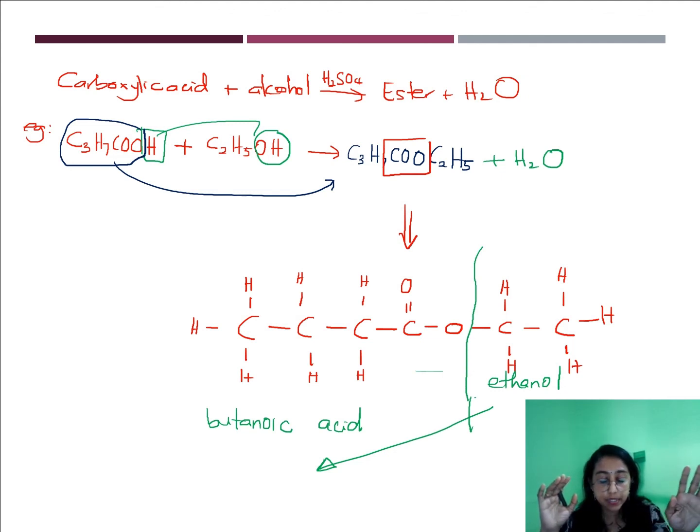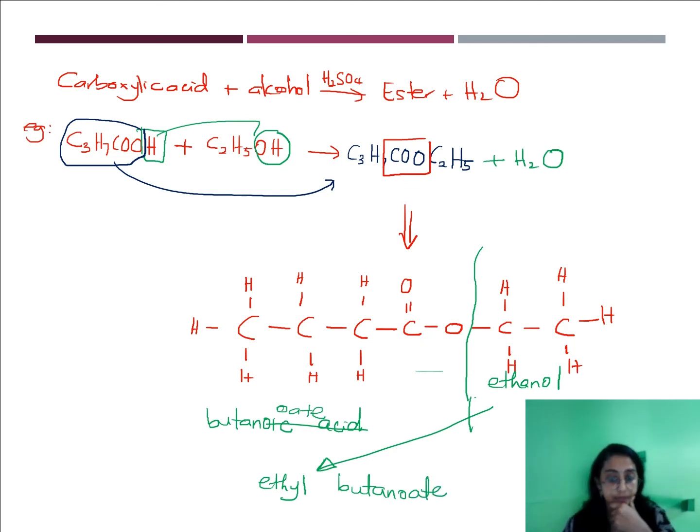Then structure wise, the carboxylic acid structure comes first, followed by the alcohol. So then you do the crossing. The name of the alcohol now becomes an alkyl group. So ethanol becomes ethyl. Okay, and the carboxylic acid part will change. The OIC acid will change to OATE. So we take out the OIC acid and put OATE. So it's going to be ethyl butanoate. So this is the name of the ester.